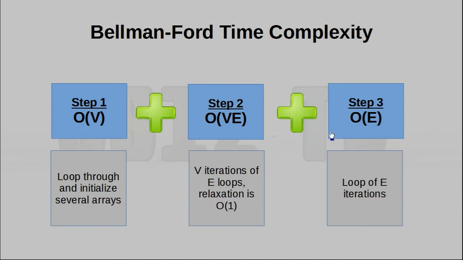So when you sum all these things together, obviously O(VE) is the one that grows the fastest. O(V) and O(E) grow slower. And that's why using the big O notation, we drop both these terms, keeping just O(VE). And that is why Bellman-Ford algorithm is most commonly considered an O(VE) algorithm. And there you go, that is the Bellman-Ford algorithm.